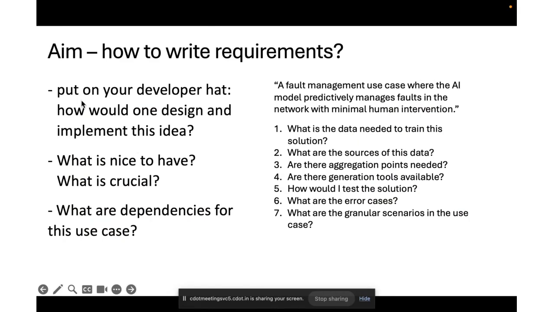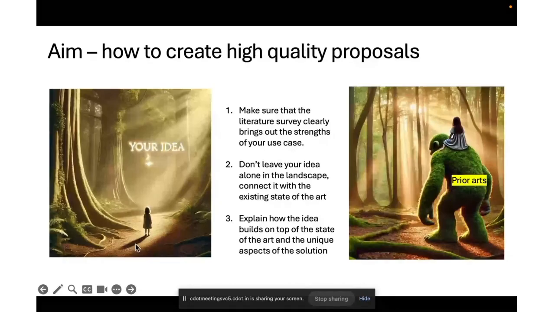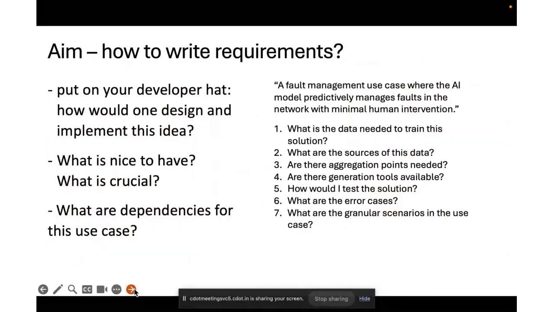So the first step is to put on your developer hat. How would you design this? How would you implement this idea? This is the first step that includes a specific example that we look at in a bit. What is nice to have and what is crucial. That means what is mandatory and what is optional, like we discussed last time, but in a little bit more detail as to what is nice to have and what is crucial. What are the dependencies of this use case? This again relates back to what are the giants that you are sitting on top of as well.